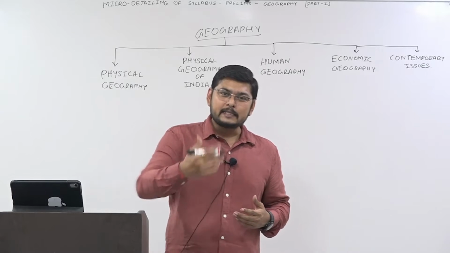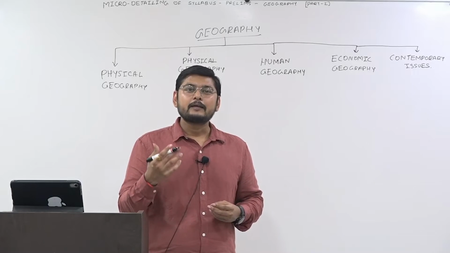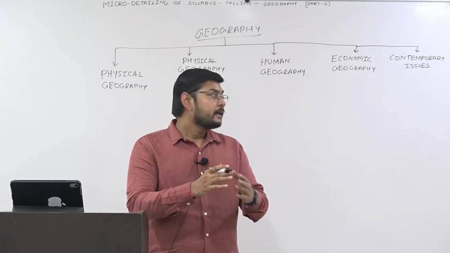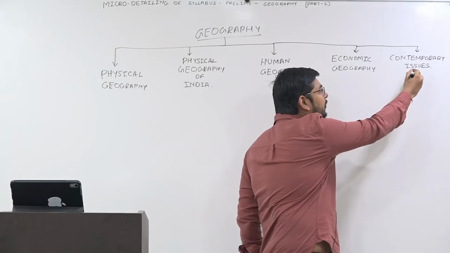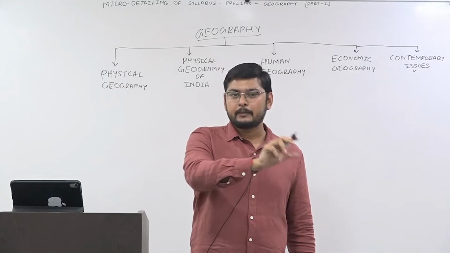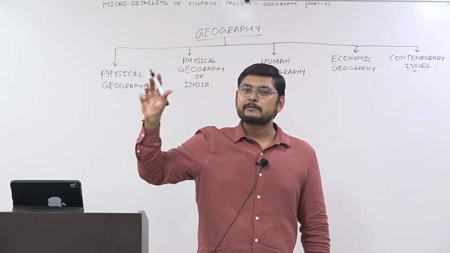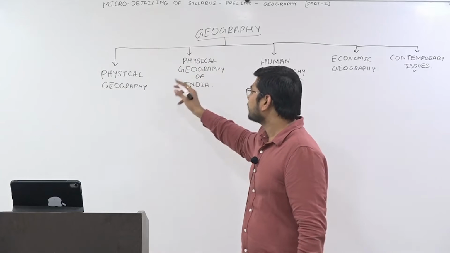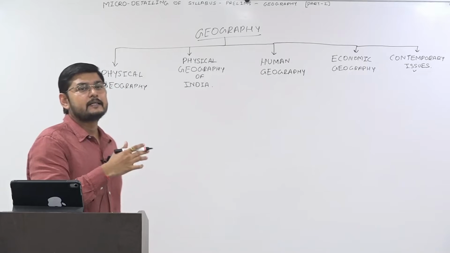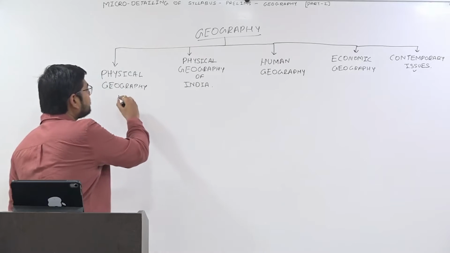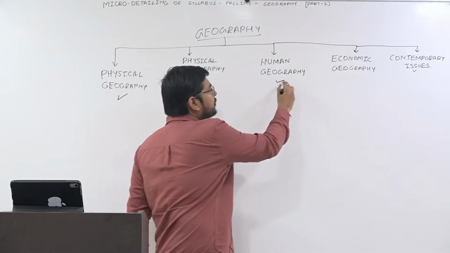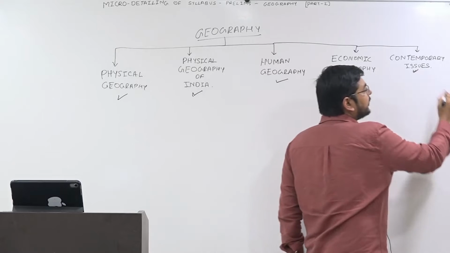So why has this happened? What are the factors involved in such kinds of disasters? Those things are part of contemporary issues. We try to link the basic concepts of contemporary issues with the static part, or the part of other syllabus. So here we will be combining our micro detailed syllabus in 5 parts, that is physical geography of India, human geography, economic geography and contemporary issues.